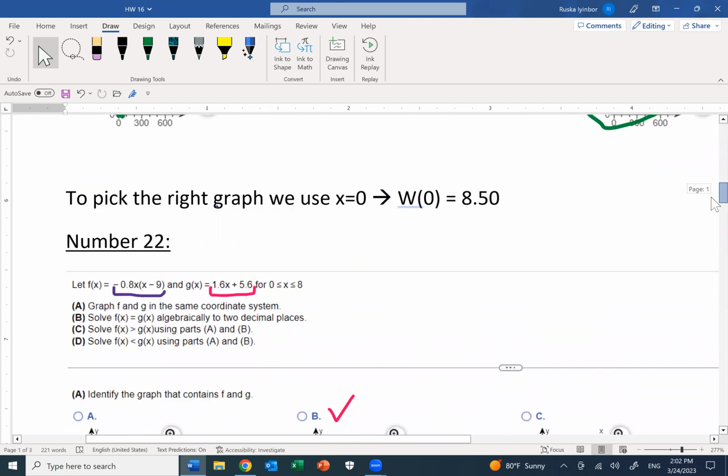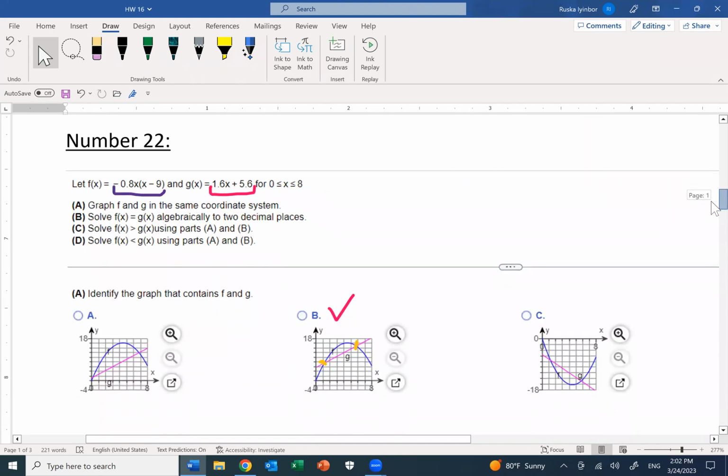Number 22. Number 22, we have function F, function G. We have to graph them in the same coordinate system. Pretty much you need to pick the right graph. You need to solve when they equal to each other, when F is above G and when F is below G. That's what you need to do. And after you graph it, you'll see it's really easy from there.